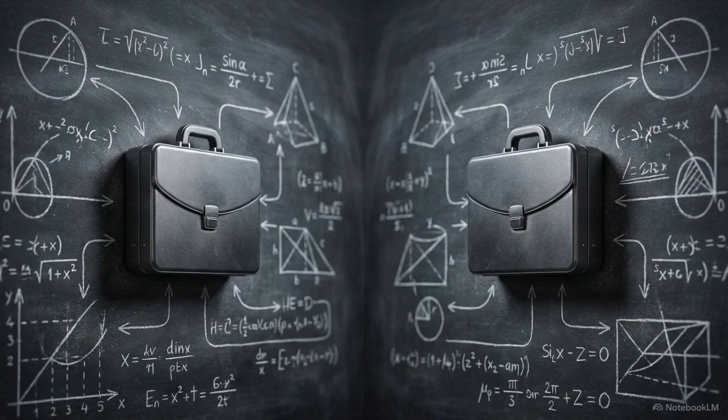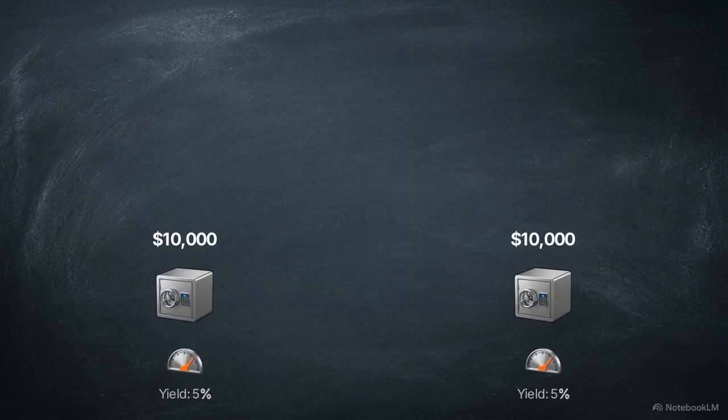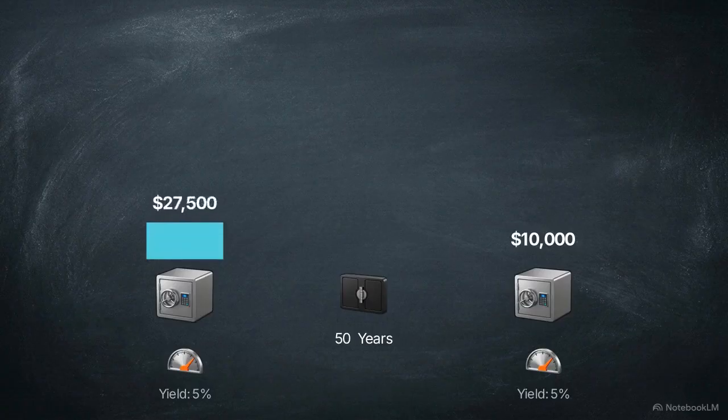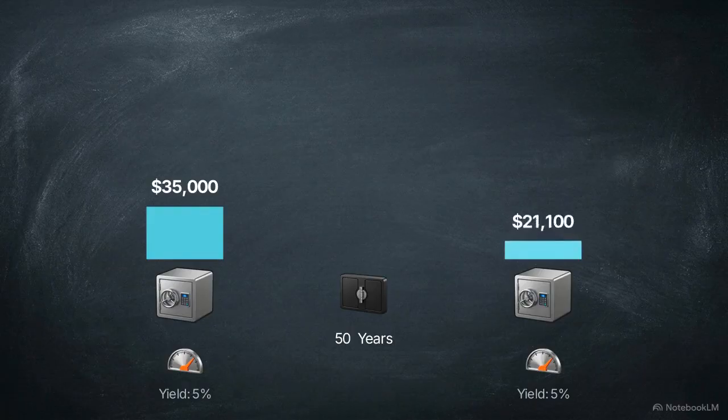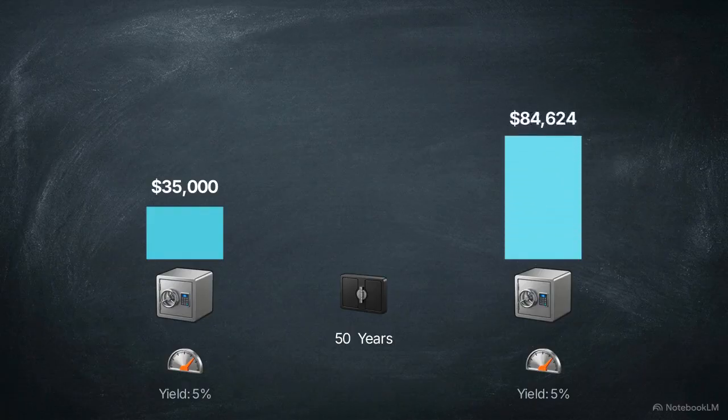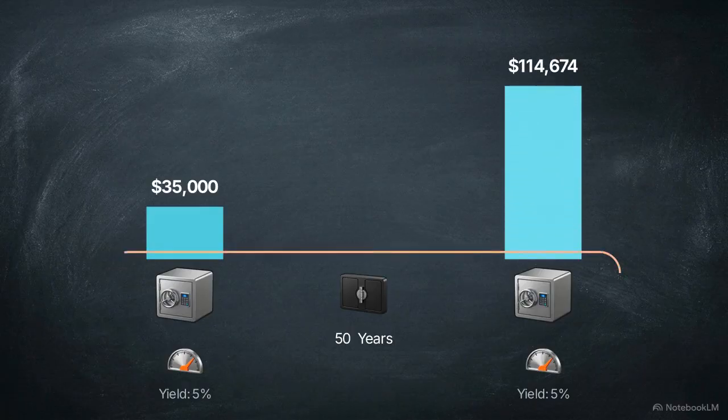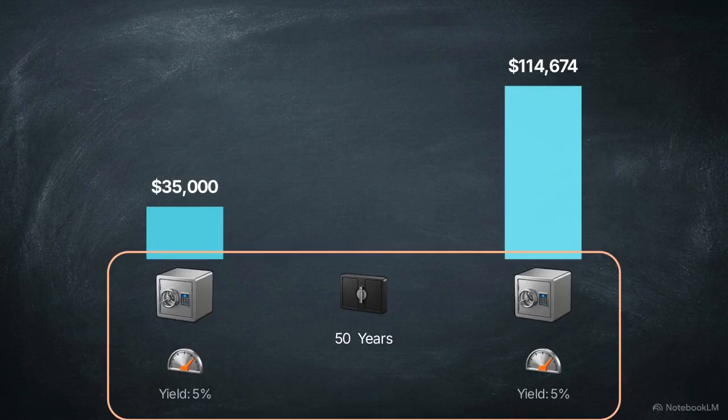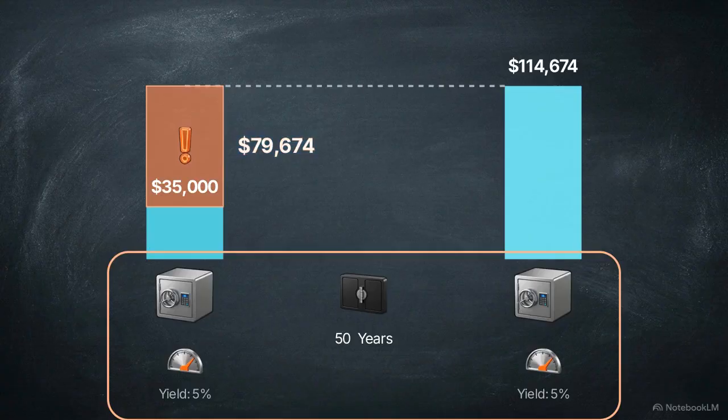Let's set up a test. Imagine two identical starting scenarios. You invest $10,000 at a 5% yield, and you leave it completely alone for 50 years. Scenario A ends up generating $35,000. Scenario B generates $114,674. Curious. The initial cash, the rate, and the timeline are exactly the same. So where did that extra $79,000 come from?